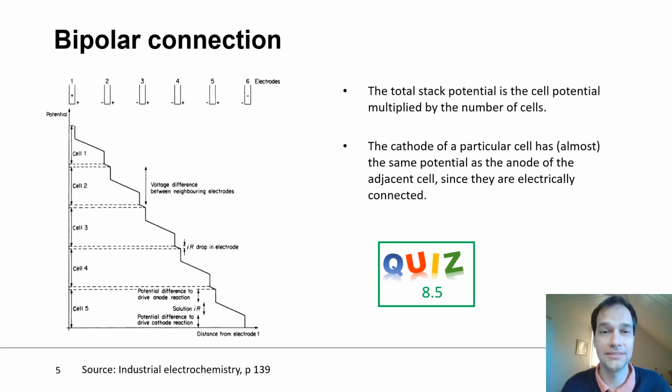Here is a bit more in-depth information on the bipolar connection. As I said on the previous slide, in a bipolar system, an electrode can act both as a cathode and as an anode. Let's explain that a bit further by this picture.